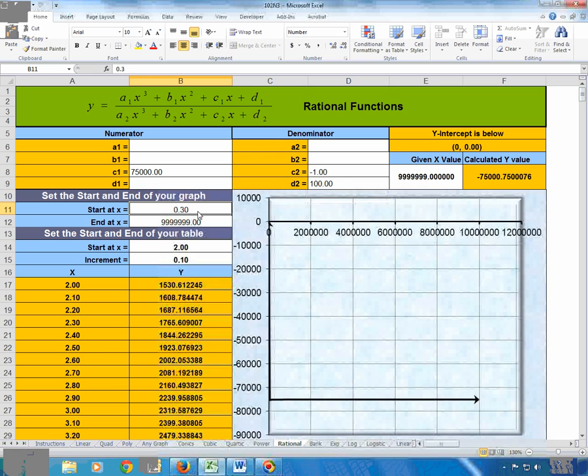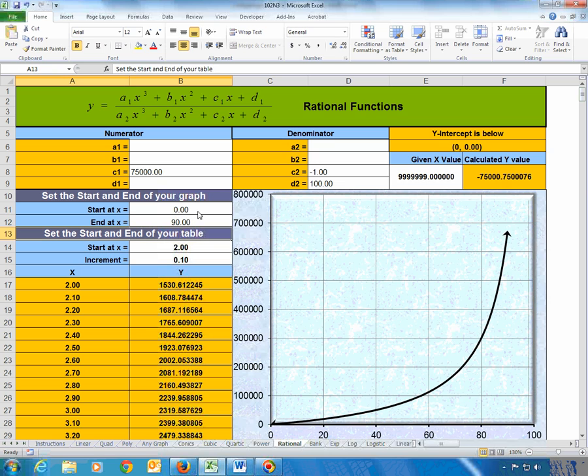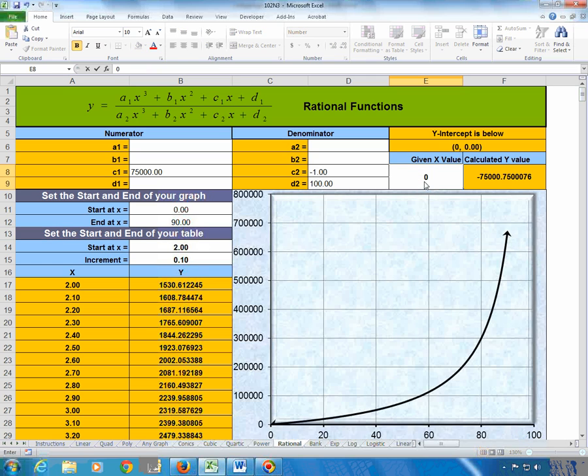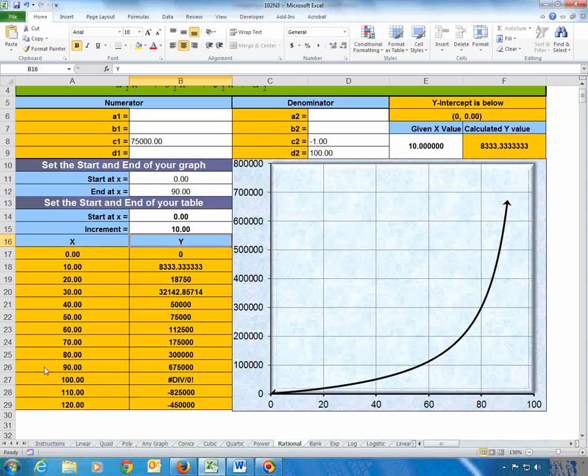Let's look at this graph from, I don't know, 0 out to, let's say, 90. So that's from 0% pollutants cleaned up to 90% of pollutants. We can do that table here. What's the cost to do 0% pollutants or 10% of pollutants? There, 8,300. Or you can do a whole table here, 0 incremented by 10, and there's your table made up. Look here at 100.